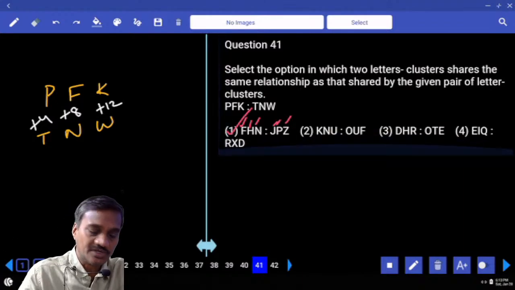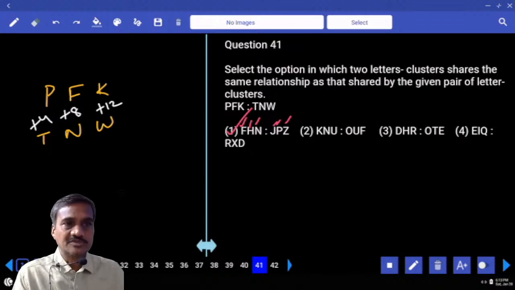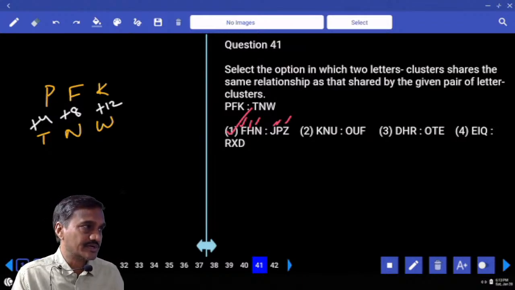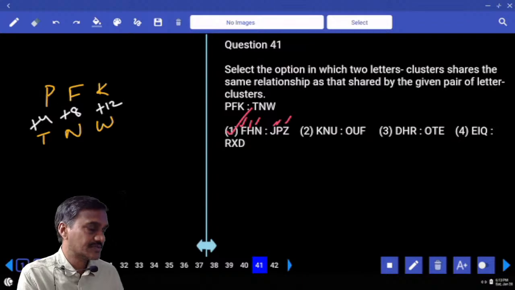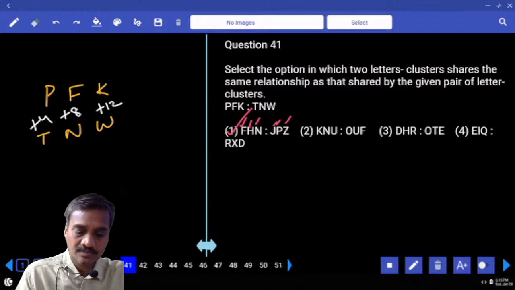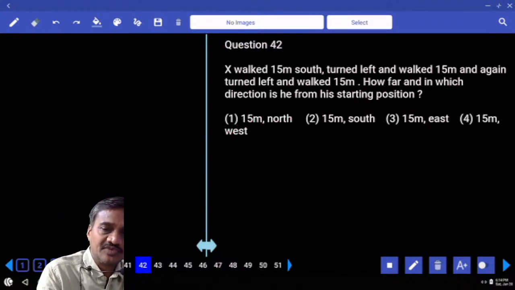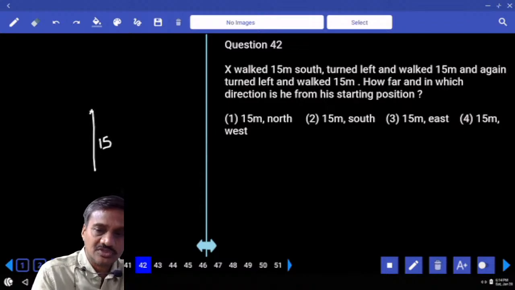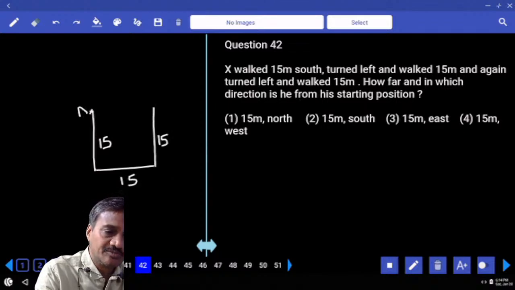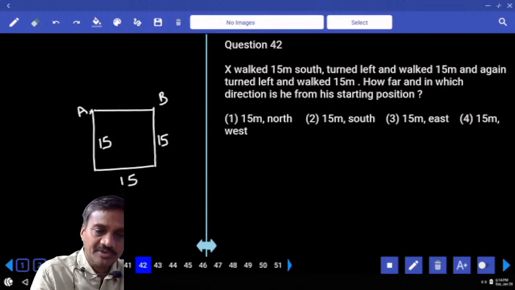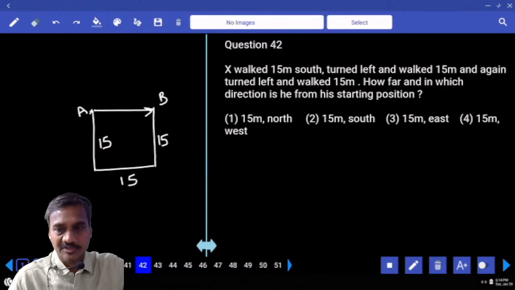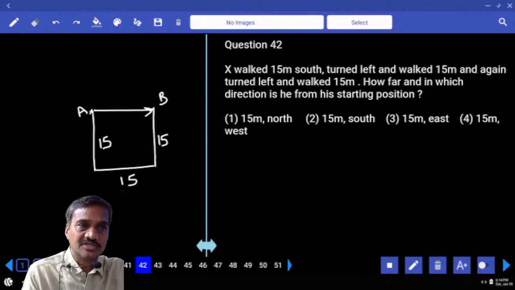Then what is your answer here? Choice 1, question number 41. The difference between the elements is 4, 8 and 12. Multiples of 4 are added. The next one, 42. It is based on directions. X walked 15 meters south. Now this is the starting point. From here, this person walks 15 meters south, then turns left and walks 15 meters, again turns left and walks 15 meters. Now A is the starting point, B is the final point. Now B is in which direction with respect to A? How far and in which direction is B with respect to A?